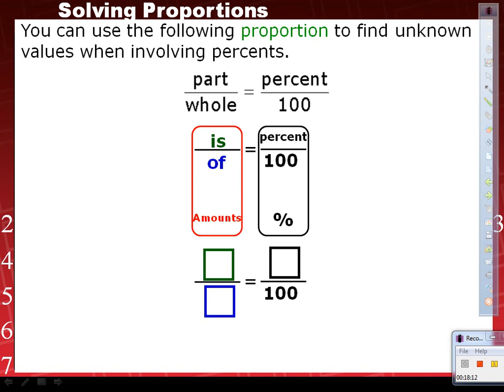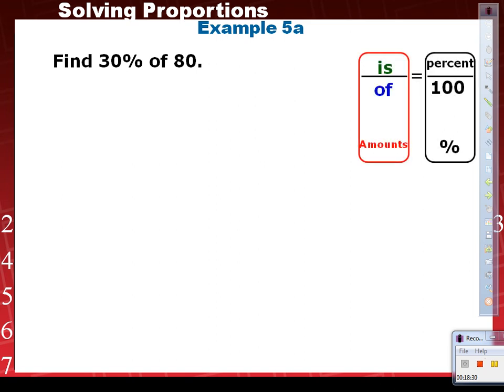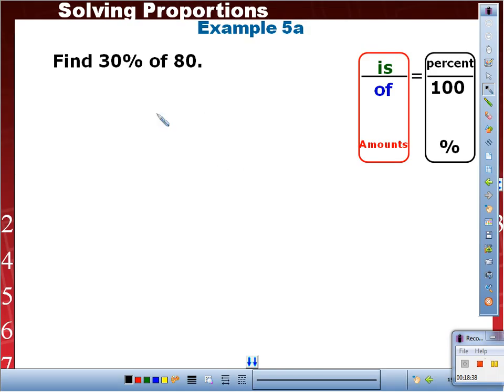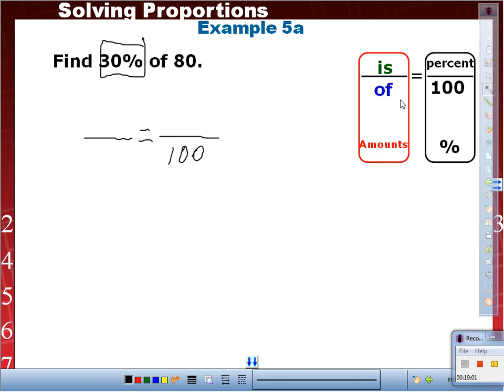So what was the proportion that we wrote? Is over of equals percent over 100, right? Here goes the process. Let's do this one together. Whenever you get a word problem that has percentages, I want you to write blank over blank equals blank over 100. I'm going to start with what they give us. 30%. According to our proportion, where should I put that? On top of the 100. So that goes right there.